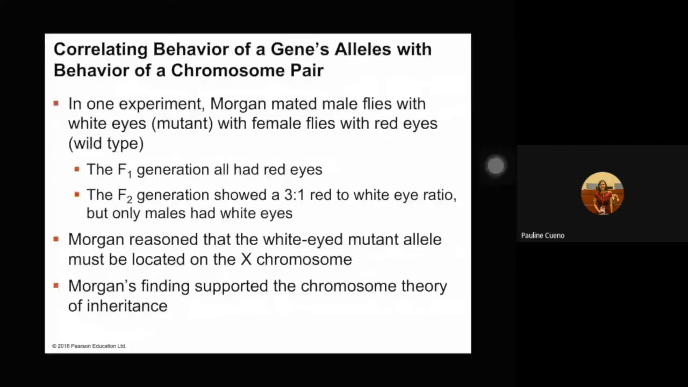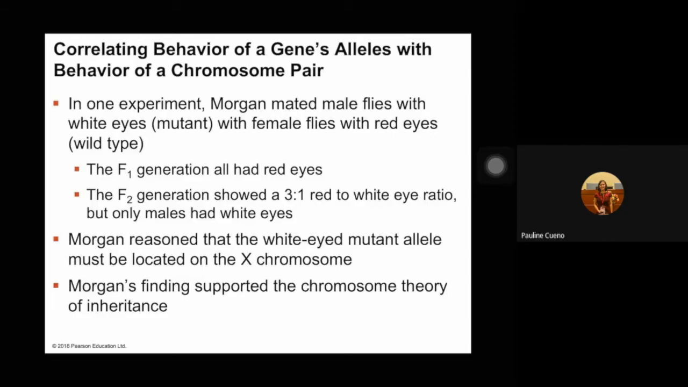And then, ano ba yung naging result ng experiment ni Morgan? Ano yung difference ng experiment niya with Mendel? Kasi if we look at it, yung experiment nila, although different organisms, same lang naman kung bakit naging successful yung kanilang experiment. So what did Morgan do is he crossed a male fly with white eyes with the mutant allele with the female fly with red eyes or the wild type phenotype or the wild type allele.